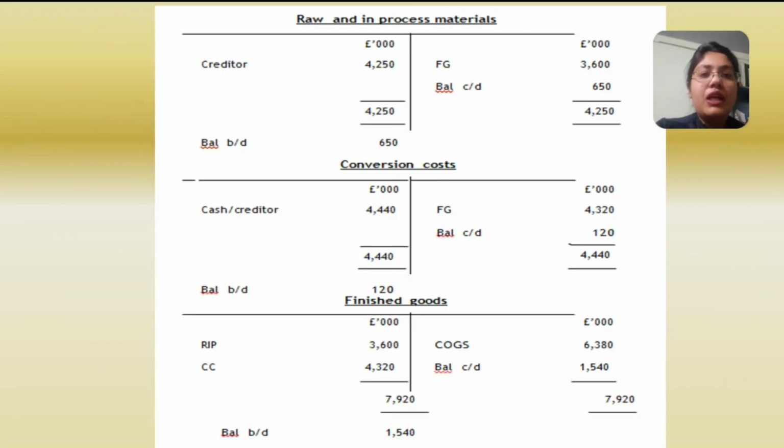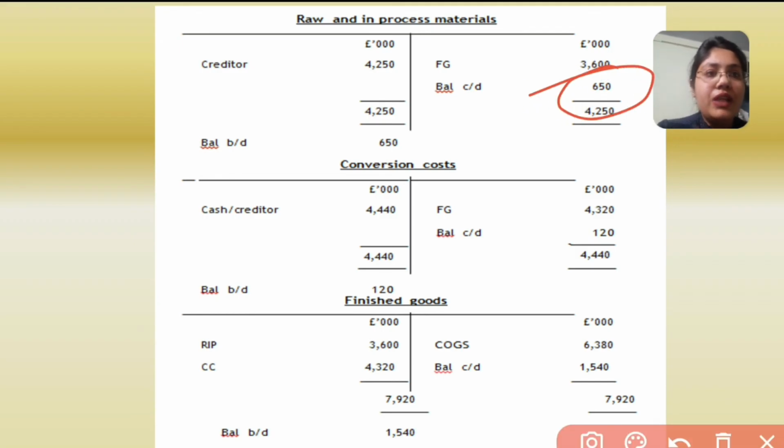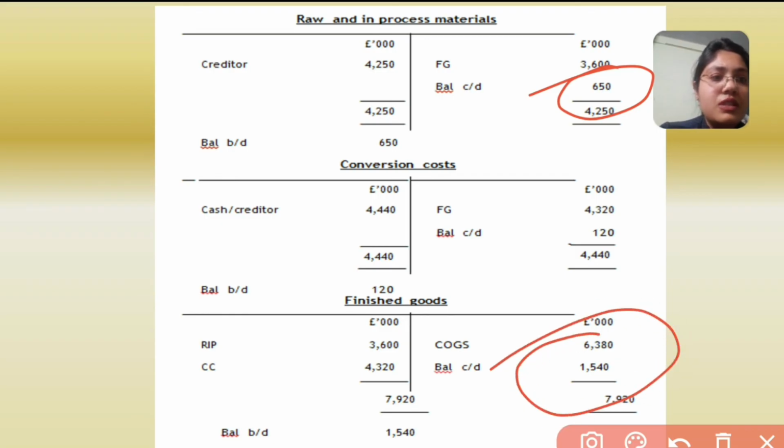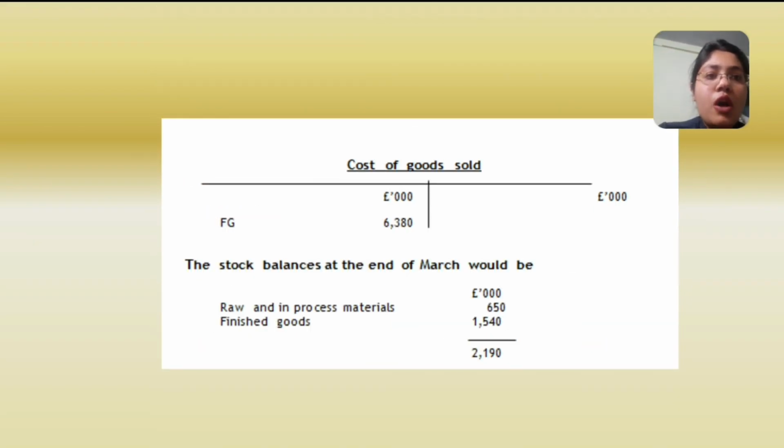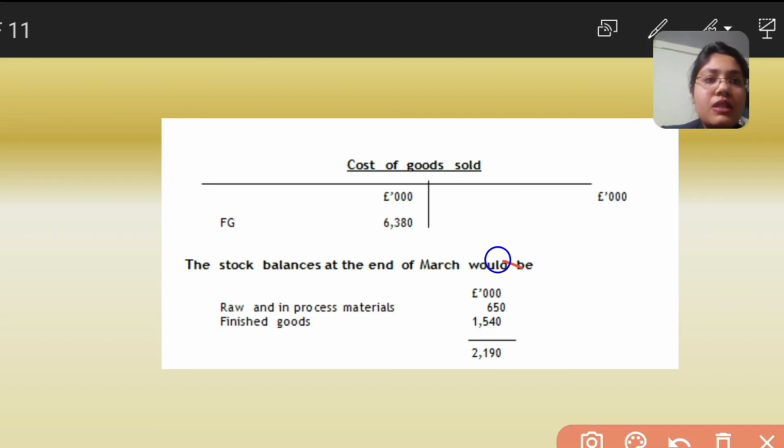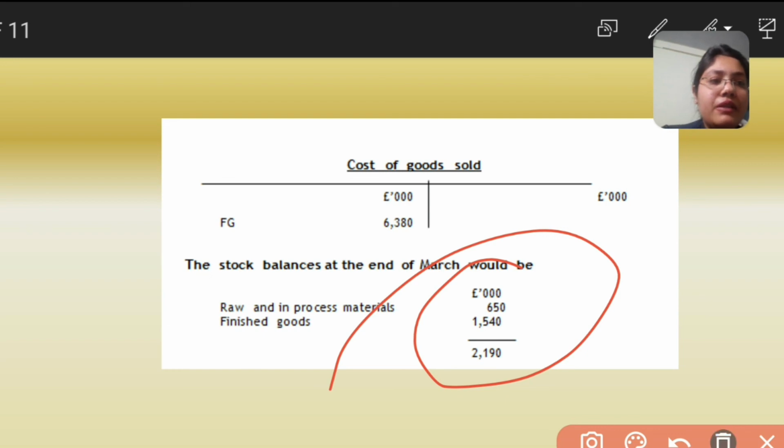Then what we have done is we have prepared the ledgers of all the accounts. You guys can prepare the ledgers yourself. See, the balancing figure over here in raw and in process is 620, right? We've taken this balancing figure. Another balancing figure that we will take is of the finished goods, that is 1540. So what is this? This is your stock balance at the end of the period, right? So this is the stock balance at the end of the period.